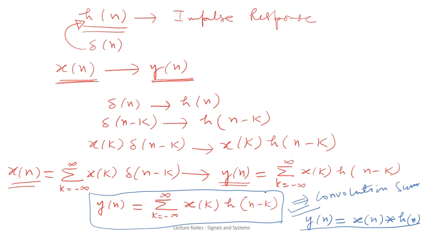All the things are the same here, the only difference is that here we have considered a discrete time system, whereas in the previous case the convolution was discussed for the continuous time system. In the continuous time system the expression is called the convolution integral, whereas in the discrete time system it is called the convolution sum.